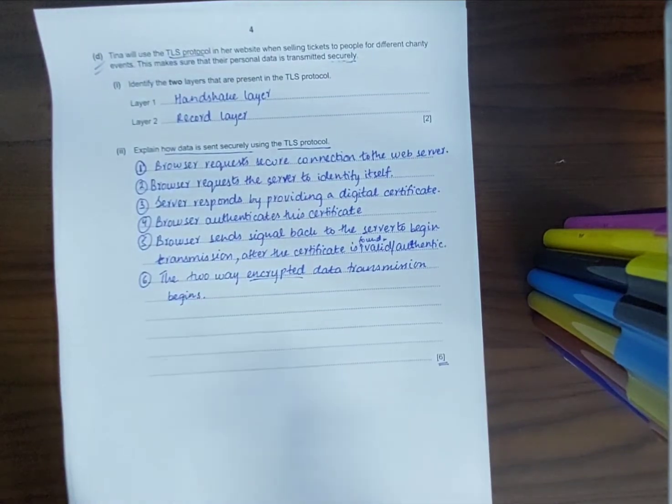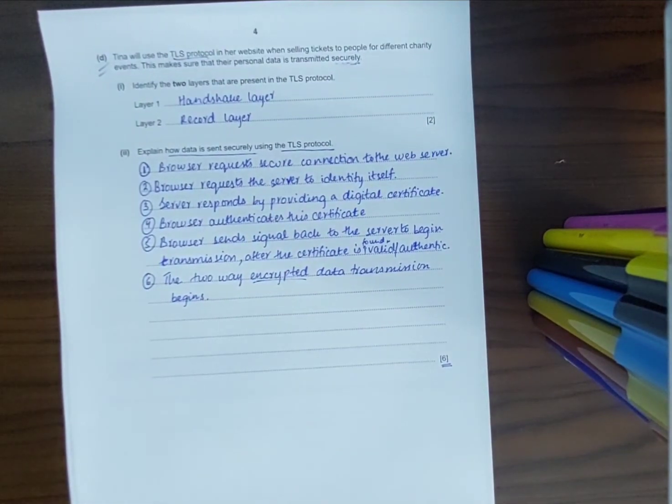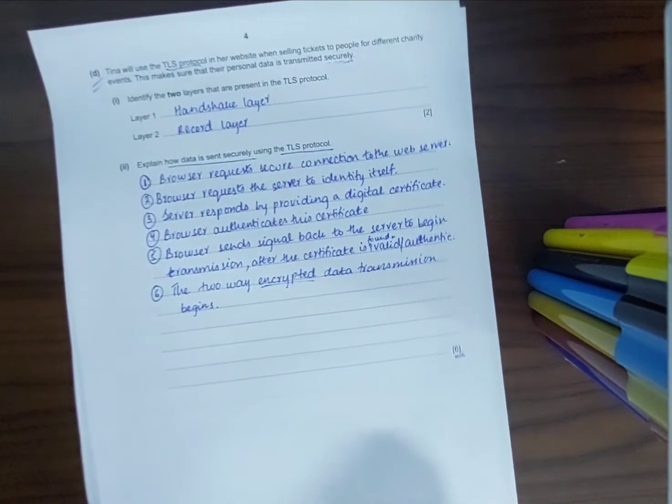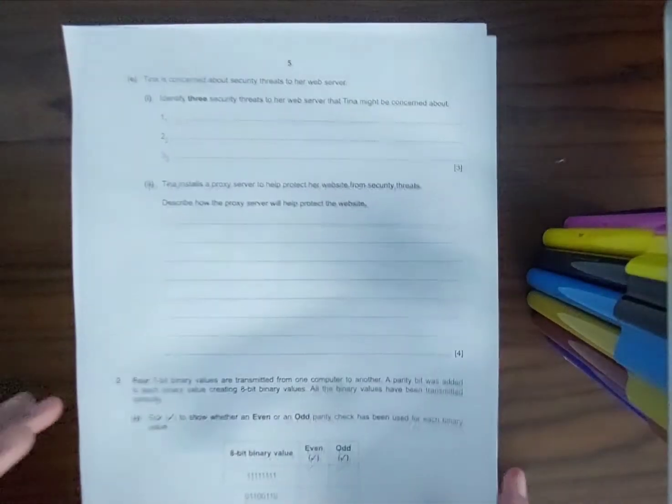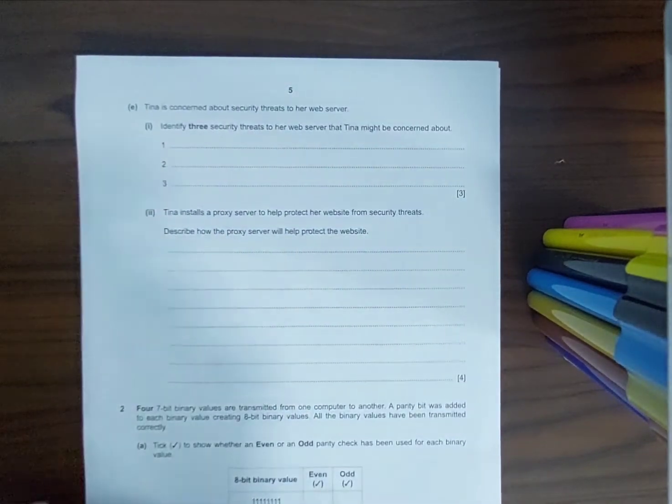Okay, the two-way encrypted data transmission begins. So here you have the 6 points which are pretty fair enough to give you 6 whole marks. Okay, this is the same question number 1, and part E continues.